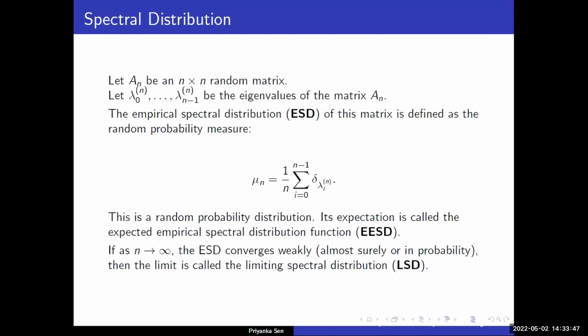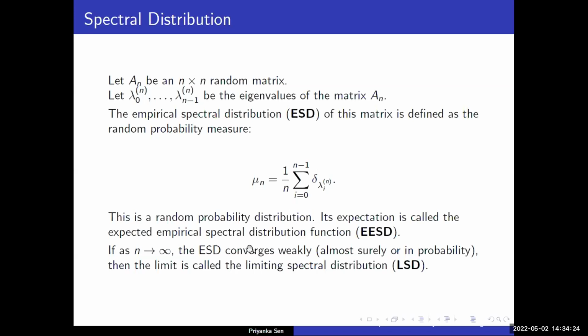So here's the outline. Let A be an n cross n random matrix. By that I mean that the entries are random variables, and let lambda naught to lambda n minus 1 be the eigenvalues of the matrix. Obviously, since the entries are random, the eigenvalues are random too. Now the empirical spectral distribution, ESD, is defined by this measure mu n, which puts 1 over n mass on each of the eigenvalues. This is in general a random probability distribution, so expectation could be taken, and that is called the expected empirical spectral distribution.